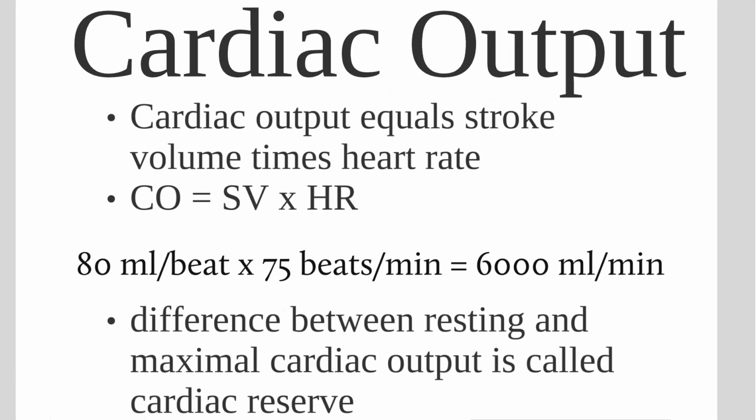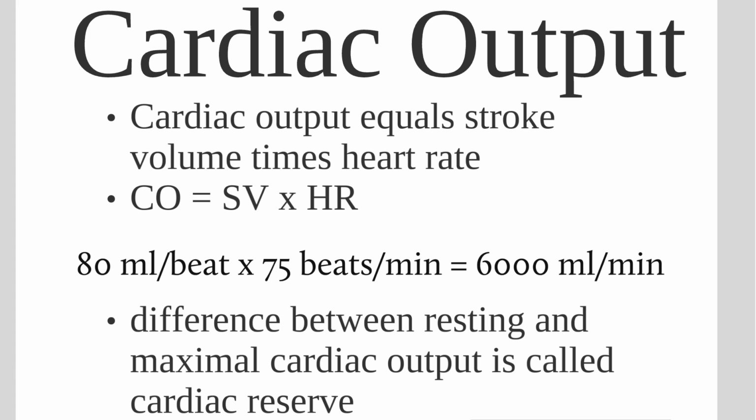A mathematical or algebraic definition of cardiac output is that it's stroke volume times heart rate. Now remember, stroke volume is how much blood is ejected from the ventricle in one heartbeat, the difference between end diastolic volume and end systolic volume. And then heart rate is how many beats per minute the heart beats at.